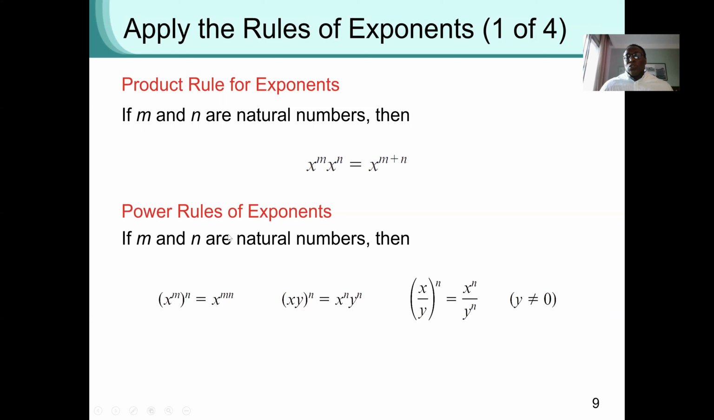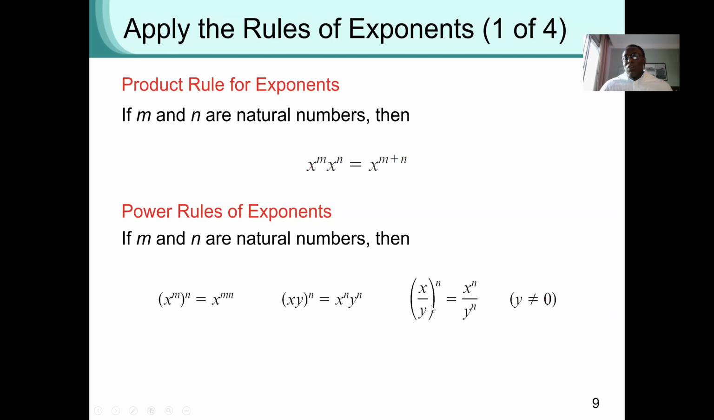Also, we have the power rule of exponents. Now, if I have an exponent raised to another exponent, then I will multiply all the exponents. So here we have x to the power m, to the power n again. So since we have 2 exponents, we multiply. So we get x to the power m times n. Or another example, here we have xy to the power n. This means I'll get x to the power n times y to the power n because of the parentheses.